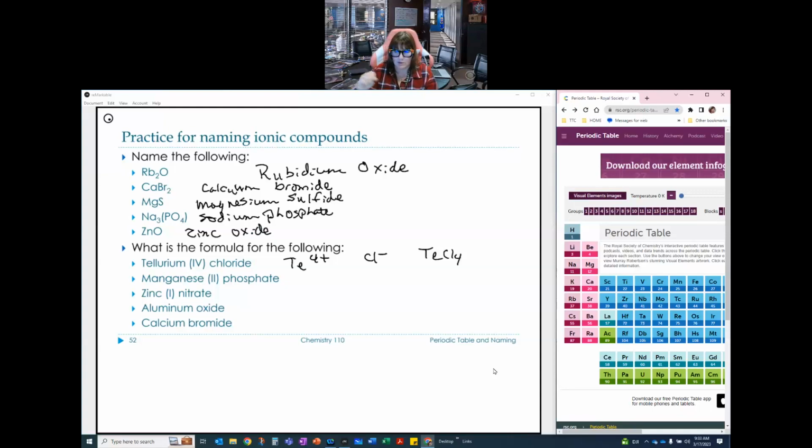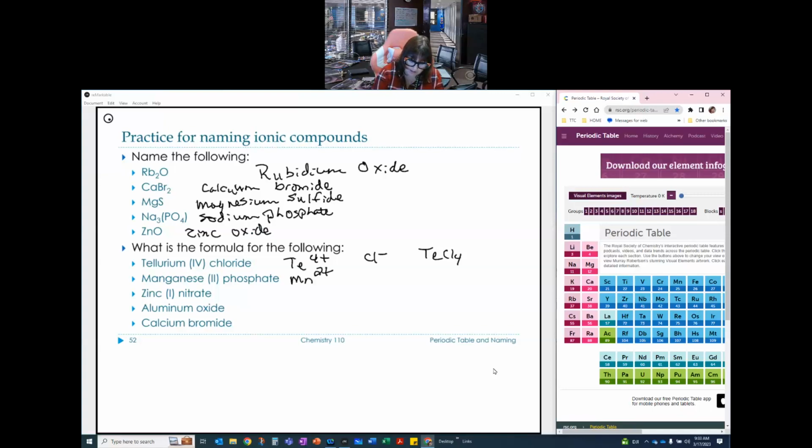Now, the periodic table that you're given on the exam handouts on page 1 does have names and formulas to help you go between them. So there is that. It's not the biggest in the universe, and I don't take off points for spelling things wrong. So there you go. Manganese(II) phosphate. Manganese is Mn.